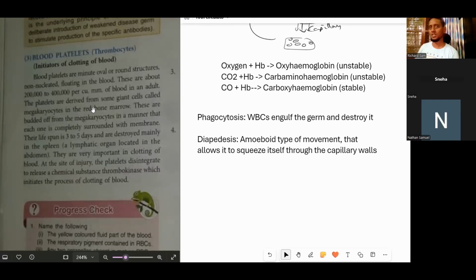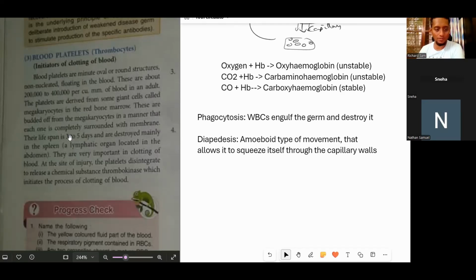That is a little less than the RBCs. RBCs are 4.5 million, and million means one more zero, so that is 45 lakhs to 50 lakhs. This is 2 lakh to 4 lakh, so much lesser than RBCs. Platelets are minute oval or round structures, non-nucleated, floating in the blood. This is their number, and this is where they are produced.